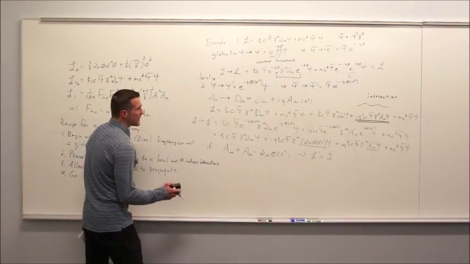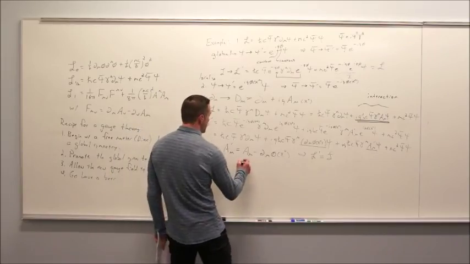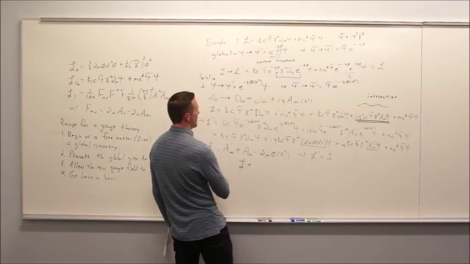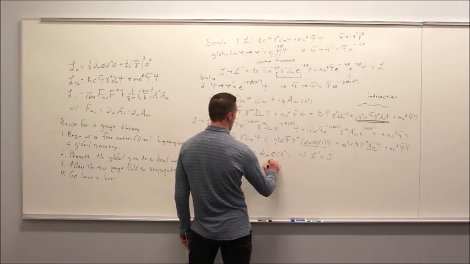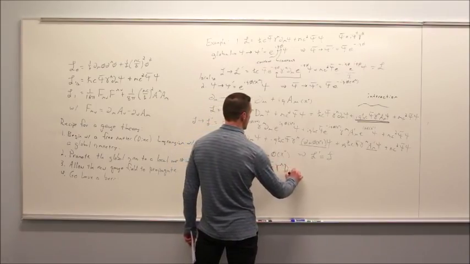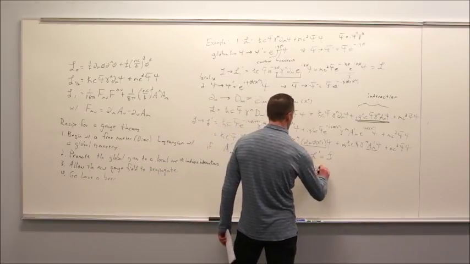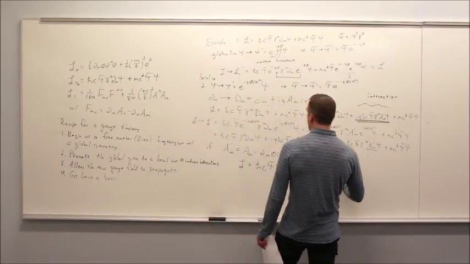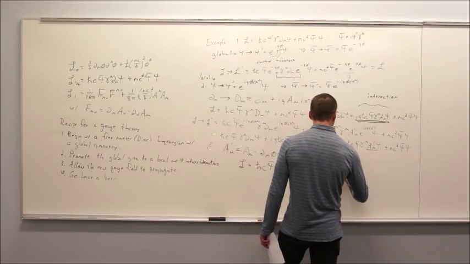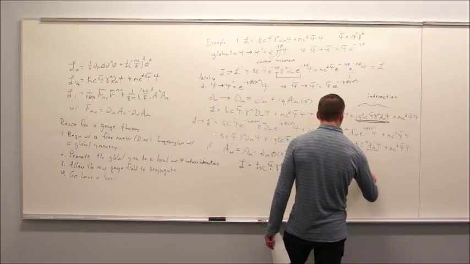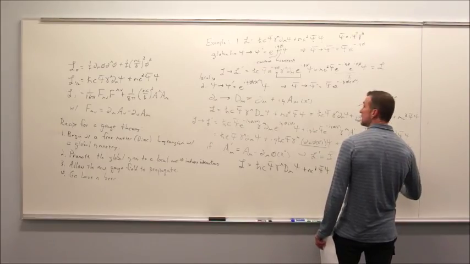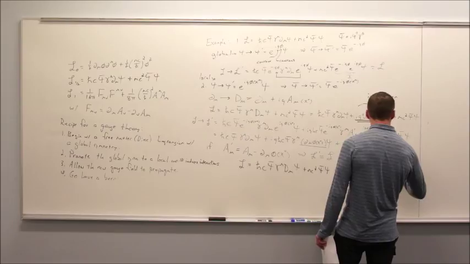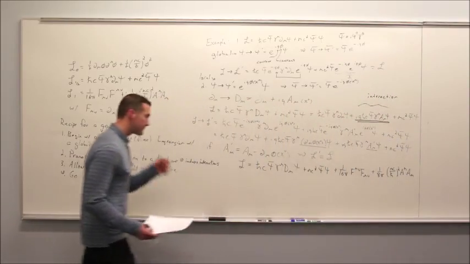So our Lagrangian would then become, and we can now write this a little more compactly, h bar c psi bar gamma mu d mu psi plus mc squared psi bar psi plus 1 over 16 pi F mu nu F mu nu plus 1 over 8 pi mc over h bar squared A mu A mu. Okay?